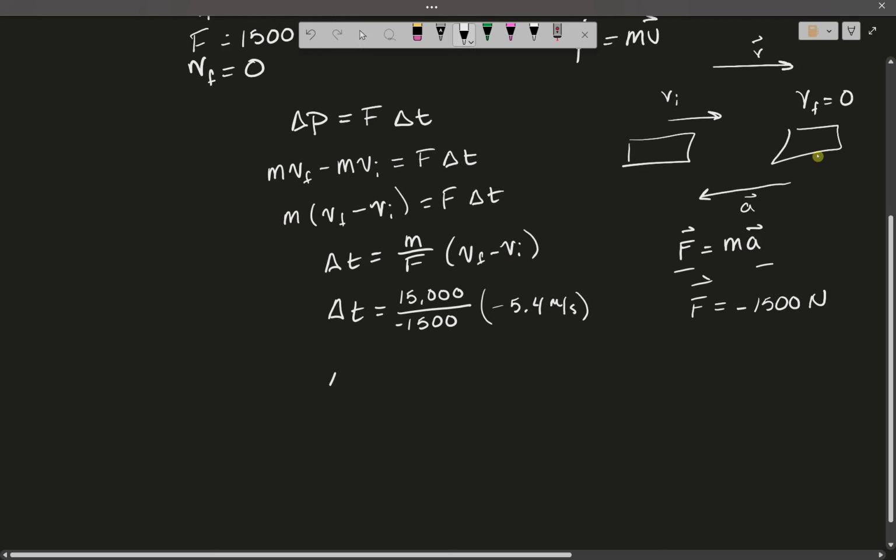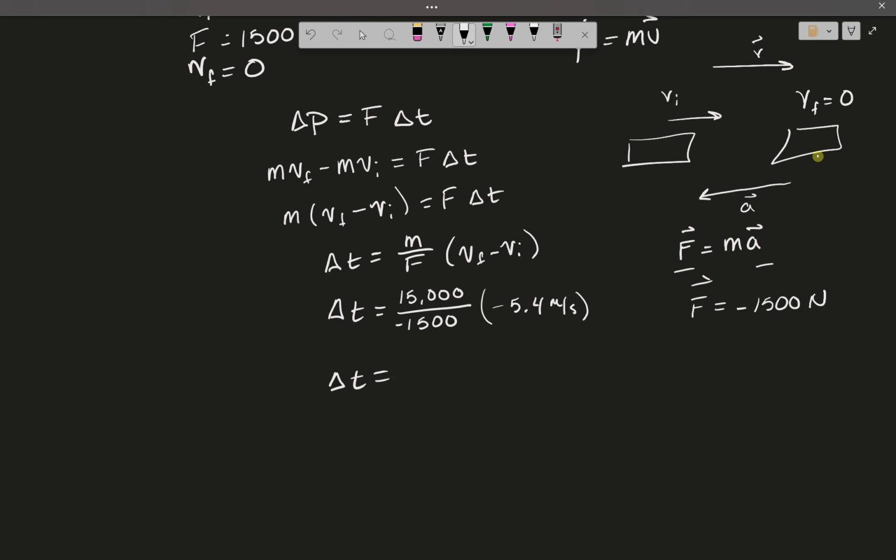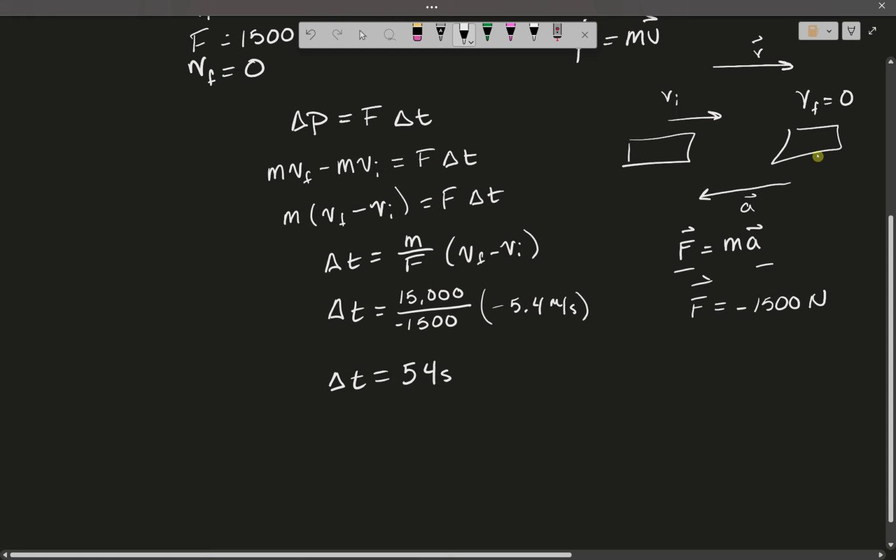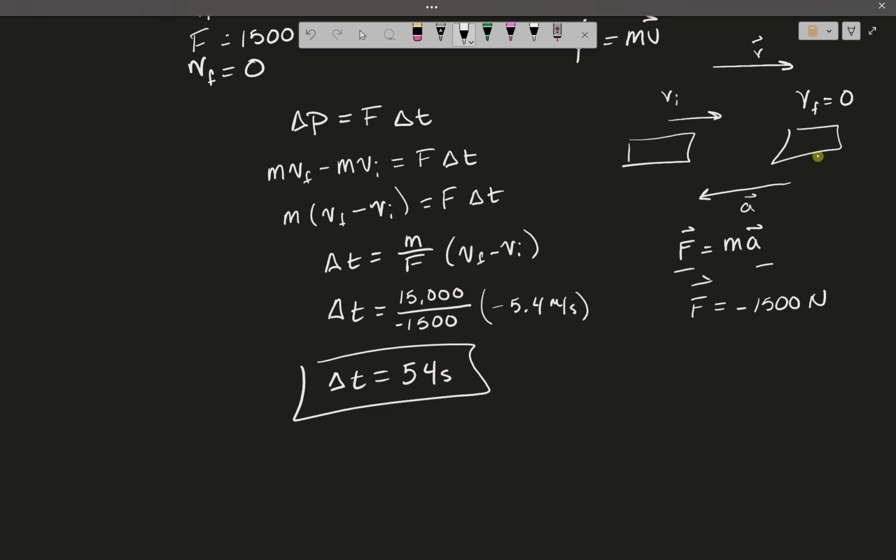So, the next thing I want to do is I'm just going to plug this in. So I have 15,000 divided by negative 1,500, and I'm going to multiply that times negative 5.4, and I get that my change in time is 54 seconds. So it will take 54 seconds for a force of negative 1,500 newtons to stop the train car.